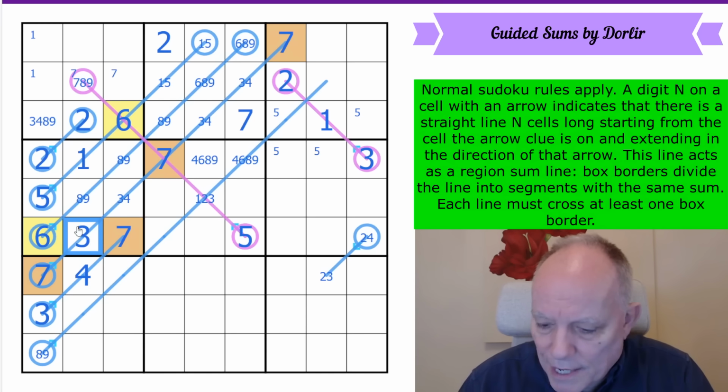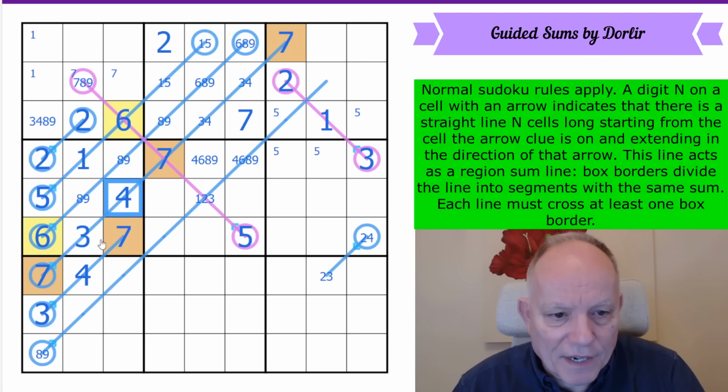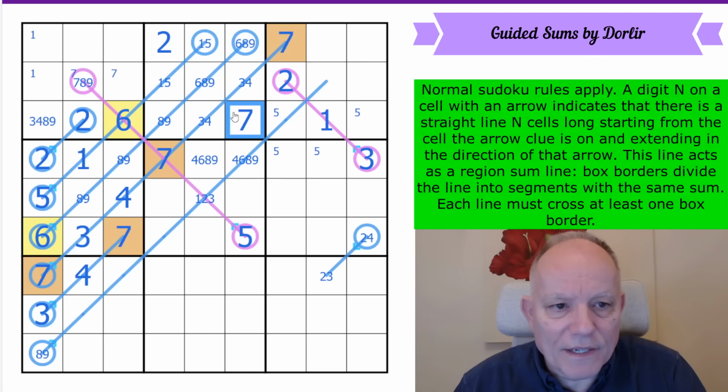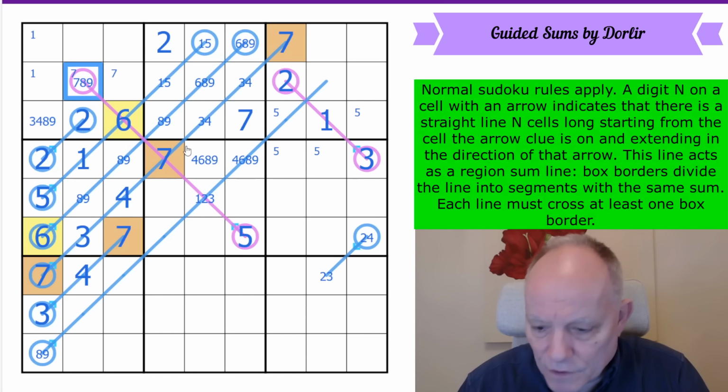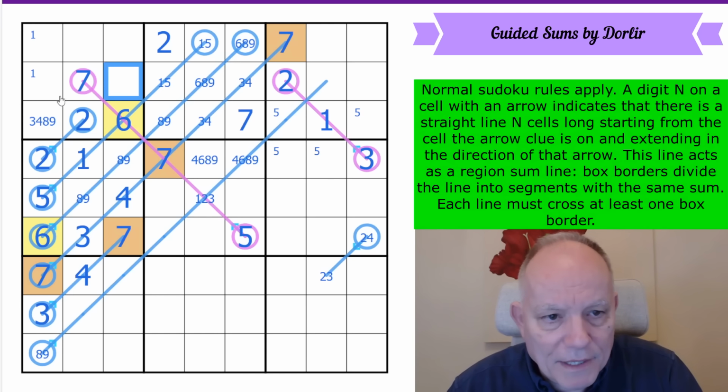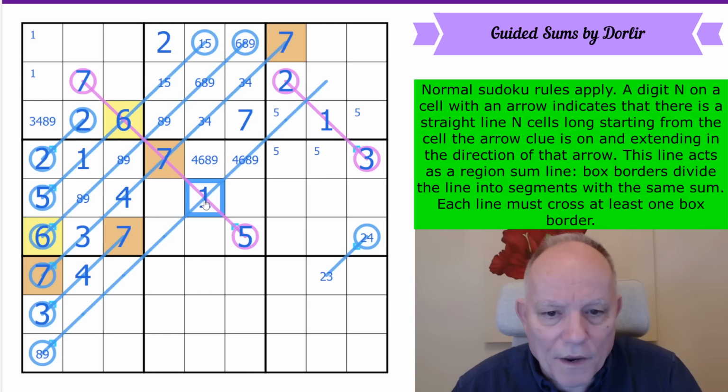Right. Now we get to do some Sudoku, finally. Maybe. Maybe not. That's 6, 8, 9. This was a 7. Oh wow, we've got 7 in this box. That means we know the total of this line is 13. That means this central digit is a 1.